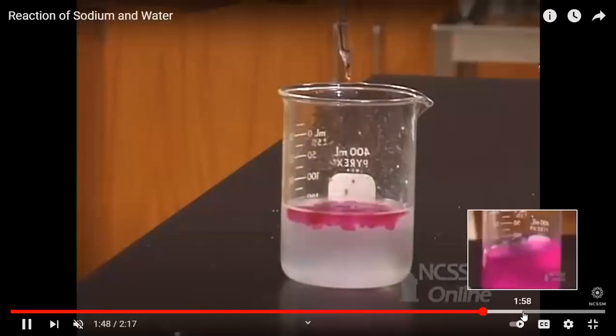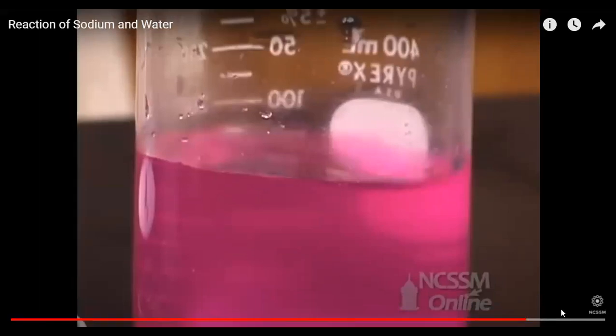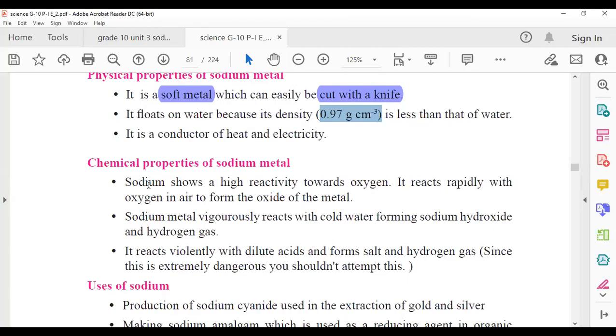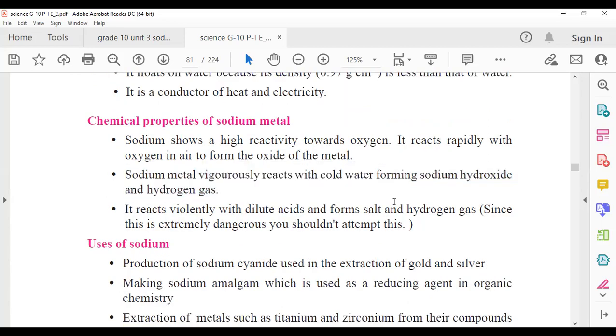Okay, so those are the ideas. We will later understand what this pink color is. So this reaction with sodium metal is described to you by your examiner. Sodium metal vigorously reacts with cold water, forming sodium hydroxide.